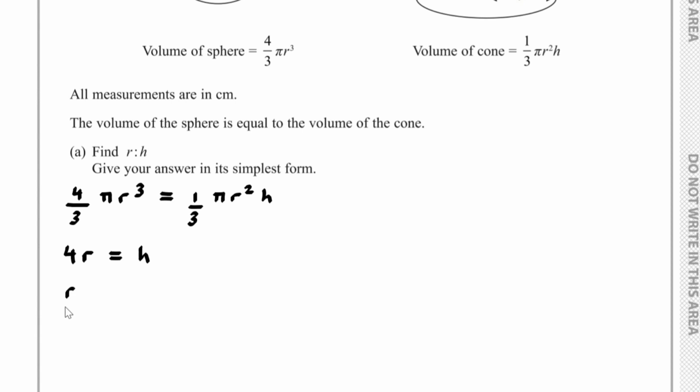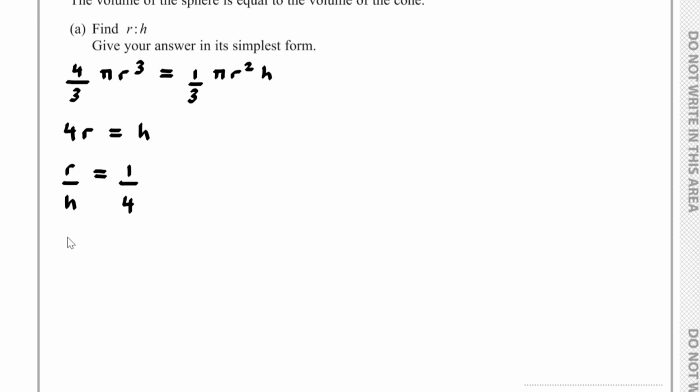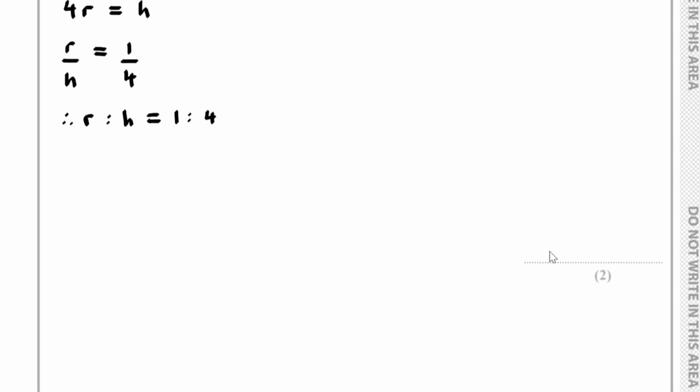If I work out r divided by h, I end up with a value of 1/4, which means the ratio r to h is equal to 1/4. So we end up with r to h equaling 1/4.